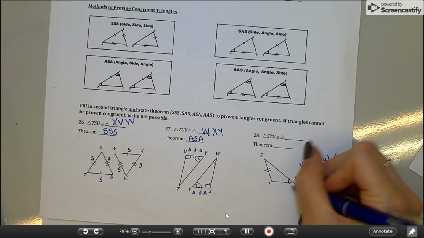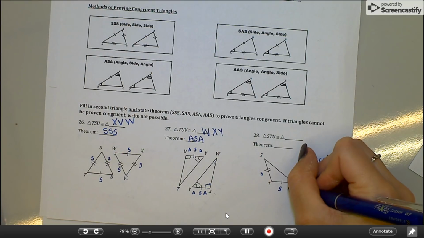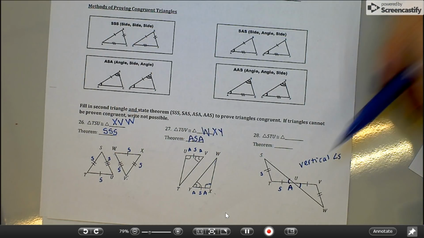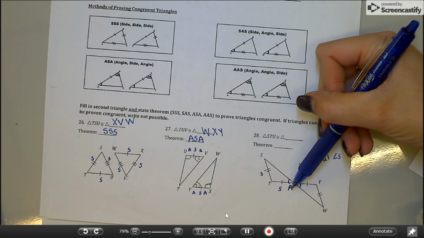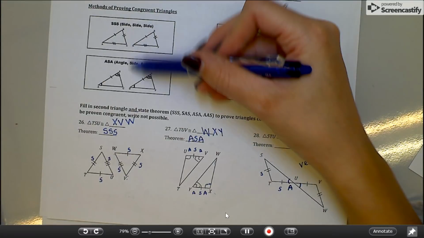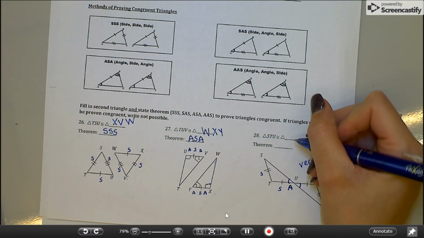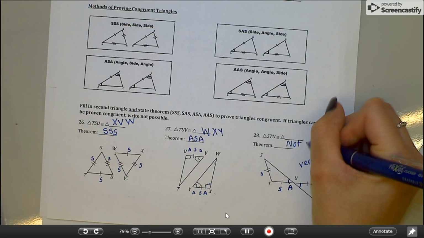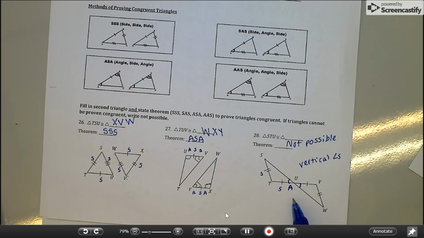Now, we have an angle, a side, and a side. So if you were laughing before when I said you can't have the swear word for this one, it's because we have angle, side, side. That is not one of the methods for proving triangles congruent, so this one will be not possible. Remember, it's not appropriate to swear in school, so it's not appropriate to use the swear word in proving triangles congruent.